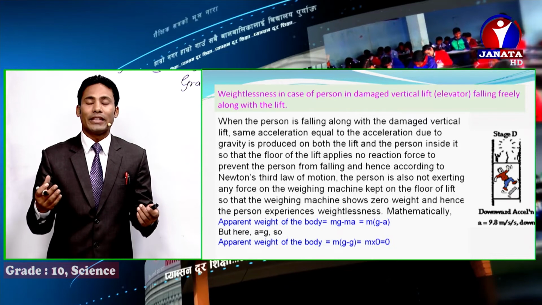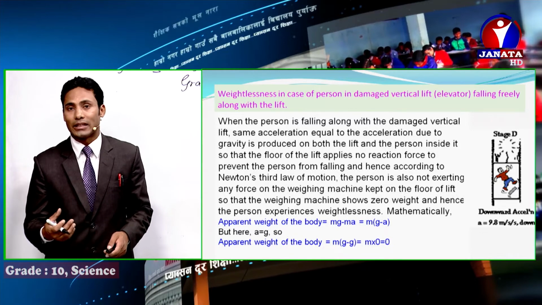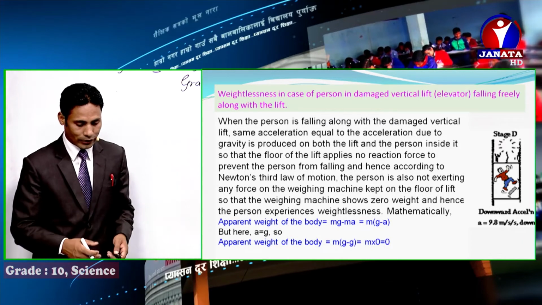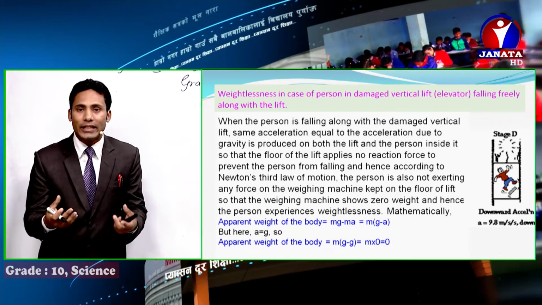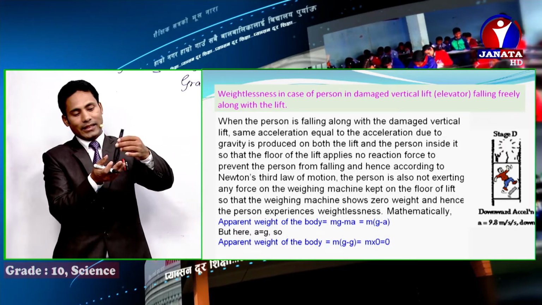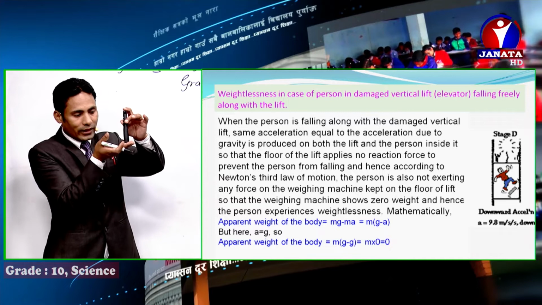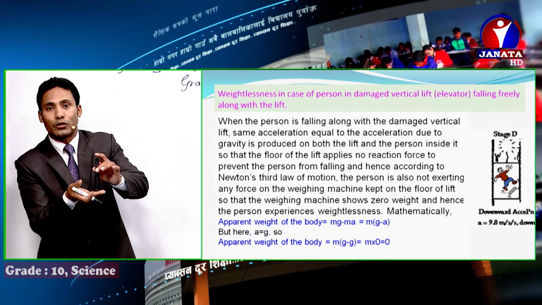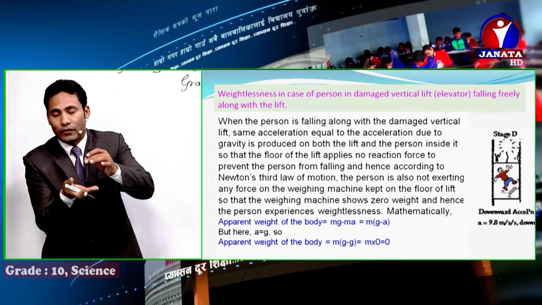But if that elevator collapses, let's say the elevator falls with acceleration equal to the acceleration due to gravity, in that condition the people feel weightlessness. You can see in the picture on the screen, right? Whenever the elevator gets detached, or if it falls freely, weightlessness takes place. And why weightlessness takes place is, let's say this is the elevator and this is the person. When both fall simultaneously with acceleration equal to the acceleration due to gravity, then there is no holding force present on the bottom of the elevator.